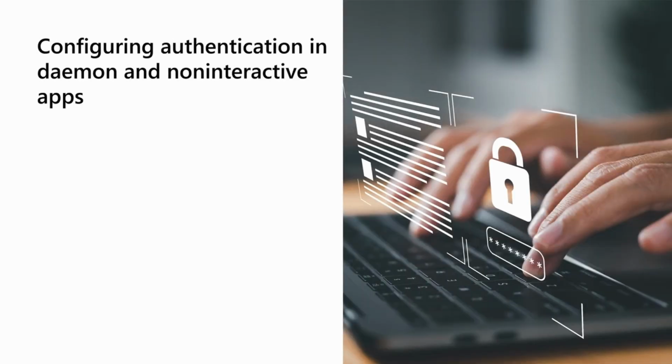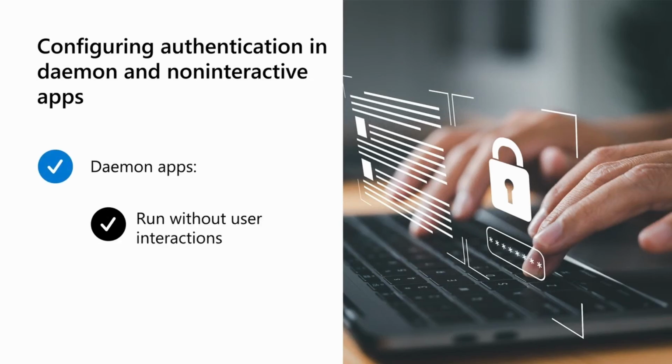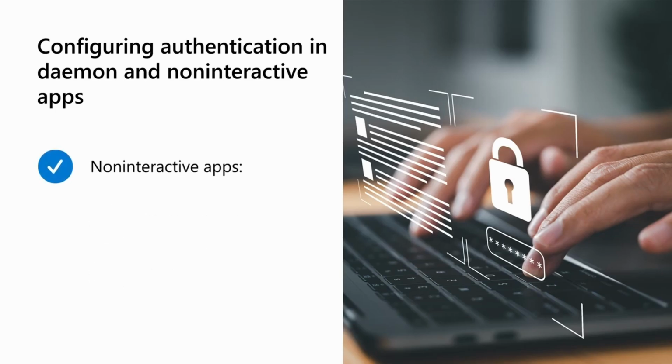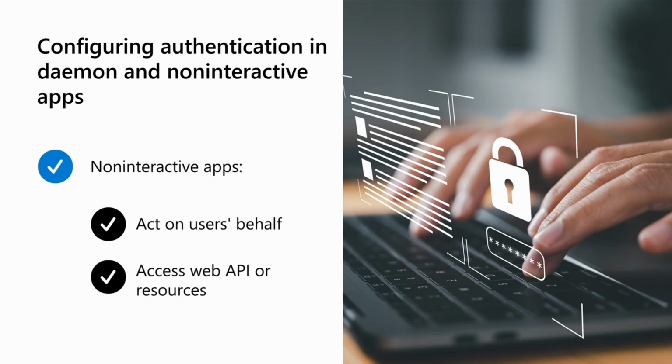What else did you learn? You learned about configuring authentication in daemon and non-interactive apps. The applications that run without user interaction are called daemon apps. The daemon app can only request application permissions to APIs, not delegated permissions. In contrast, non-interactive applications act on users' behalf but need elevated privileges that a user doesn't have. It accesses a web API or resource with its identity, not the user's.